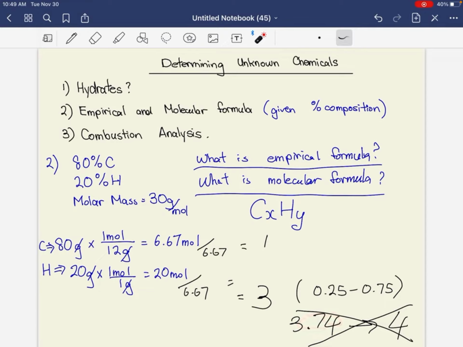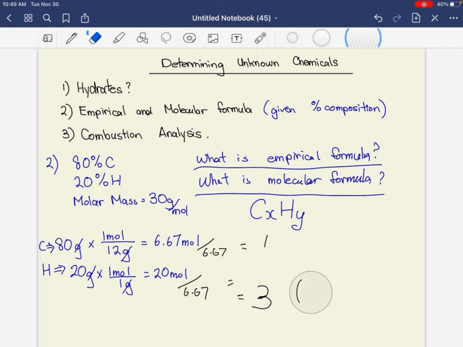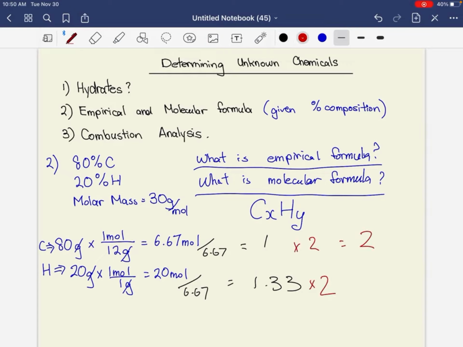So make sure when you're doing your mole ratios, don't just round like you do in math. Like you do in finite math. That's not going to happen. So let's just say this was 1.33, okay? And that's 1.33. Can you round that to 1? No, of course not. It's between 0.25 to 0.75. Can't say that's a 1. So what do we do? Times 2. So carbon will be 2.